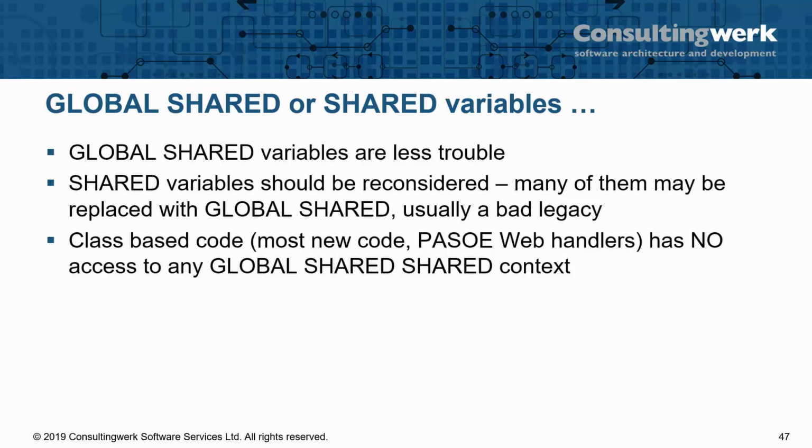And global shared variables are less trouble. Global shared variables can be used for who's the user, who's the login company, much better. And also moving forward, it's a much better way of doing that. The big challenge with both of them is that everybody believes that going forward, a lot of the new code should be class-based, and class-based code doesn't have access to any of these shared constructs. It's just a matter of fact.